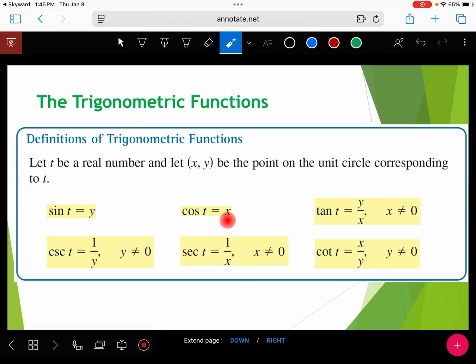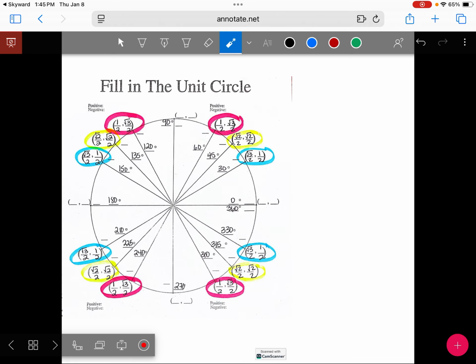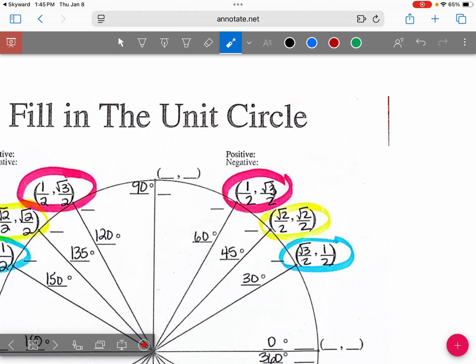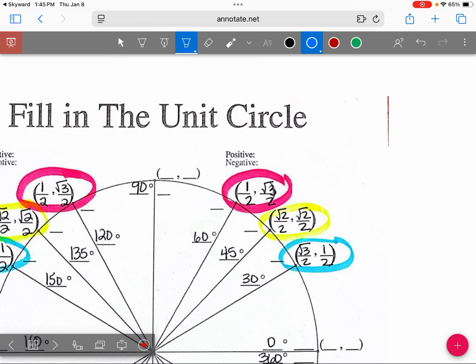Notice what it says cosine is equal to. What does it say cosine is equal to? X. What does it say sine is equal to? Y. So let's go to our unit circle. What that means is the ordered pairs around the unit circle: the X value is your cosine, and you don't have to highlight it, and the Y values are your sine. So write this. Write the ordered pair at the top. Just remember, cosine and sine. That's really important.